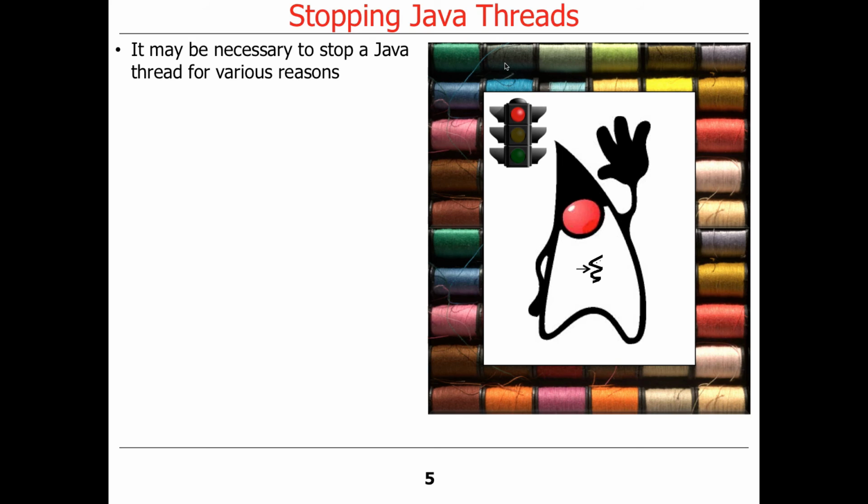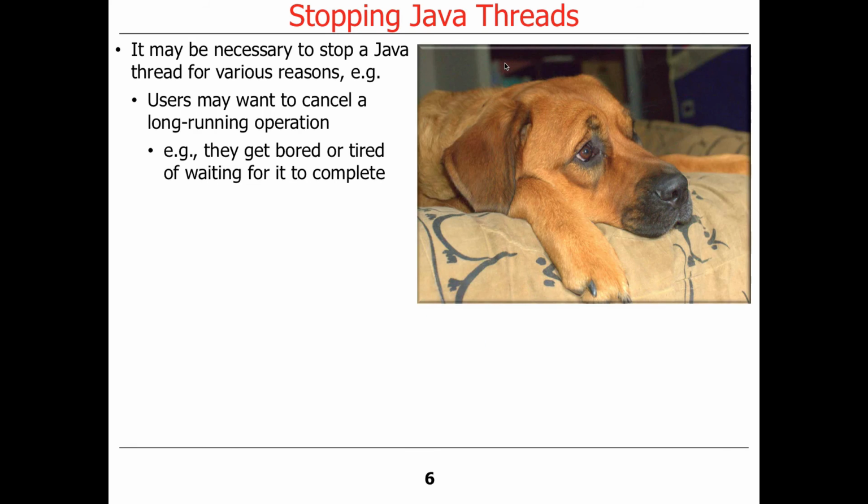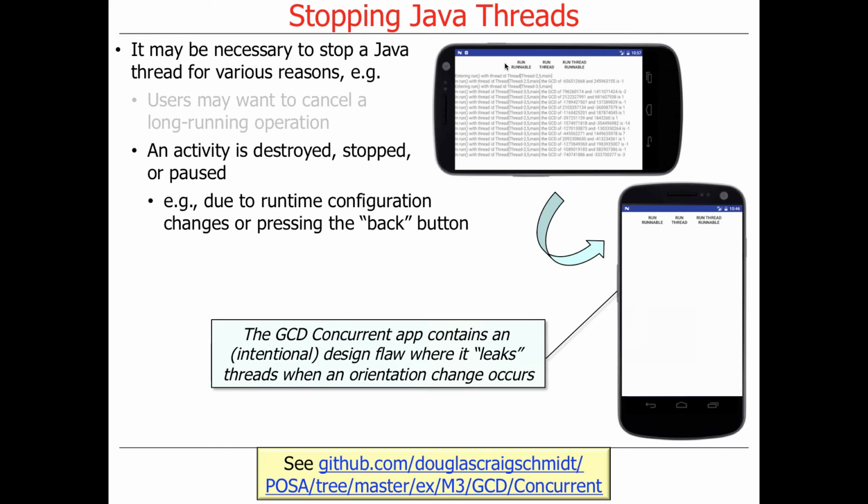So there's a variety of reasons why you might want to stop a thread. Why would you want to stop a thread? Well, one reason is that the user may get bored or tired waiting for something to happen, right? So you might be doing a long-running computation. You might be searching the web, and you're like, this is taking way too long. I don't want to wait here all day. I'm going to stop. So that would be one thing. You want to cancel something that's taking too long to run.